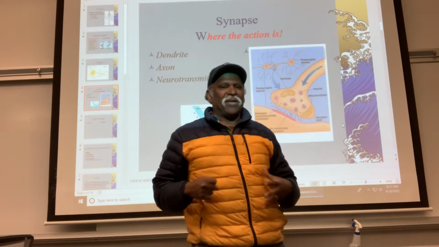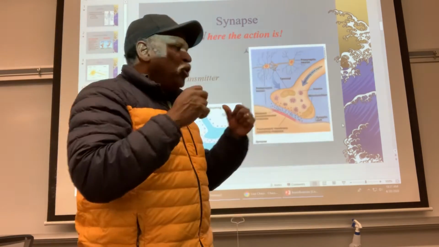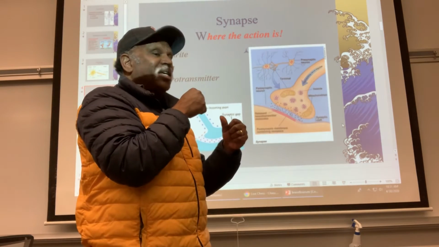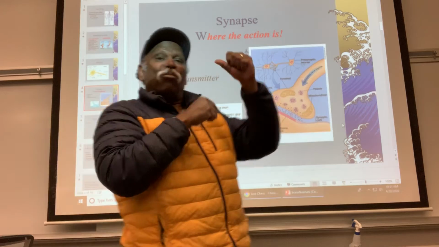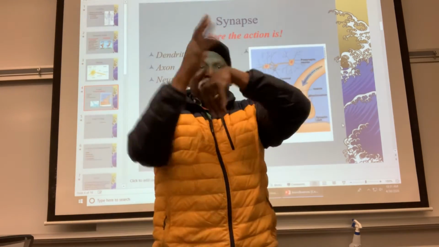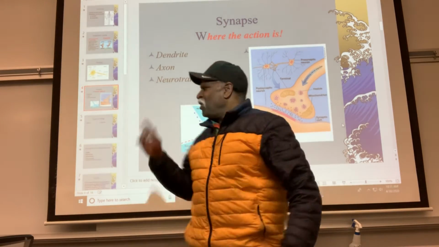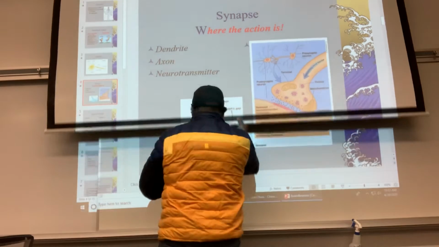Okay, so let's go back. The impulse builds up, the neurotransmitter fills the gap, the impulse fires across, reuptake, and then breakdown. The neurotransmitters get eaten up by some enzymes that get released. Always think about neurotransmitters.